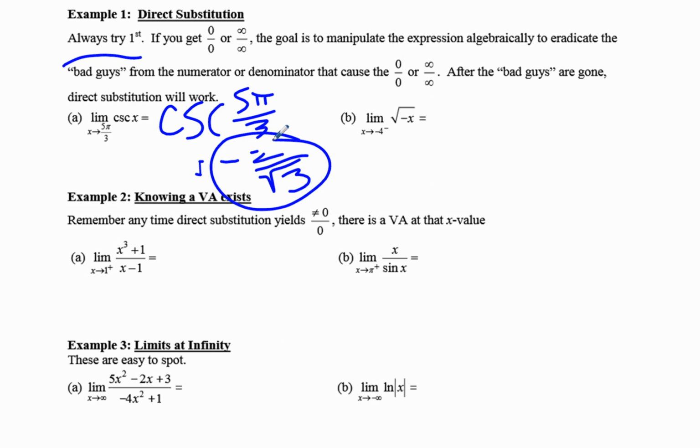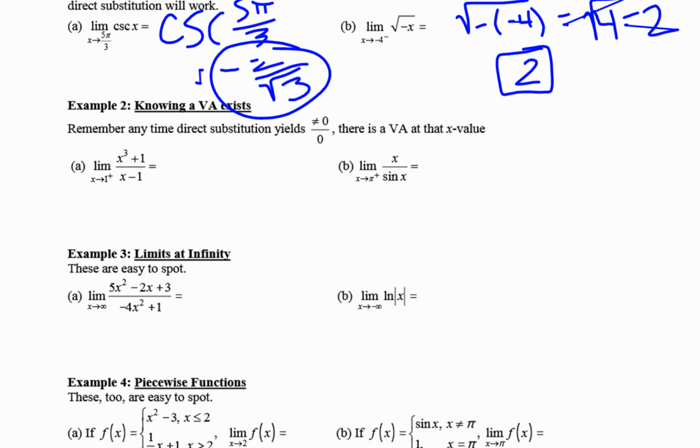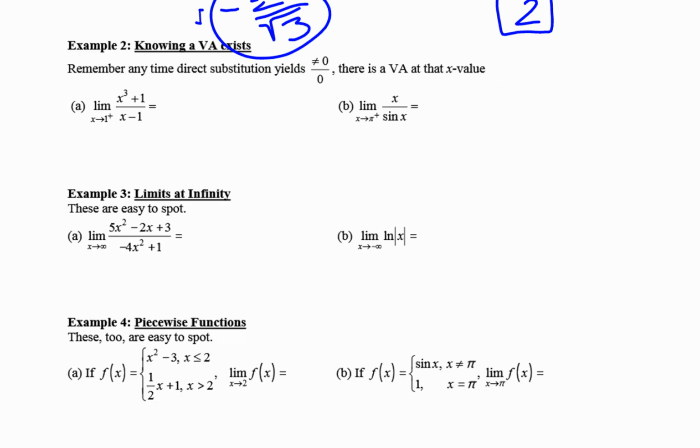Now, when you plug in square root of negative 4, I know it says from the left, but just try to plug it in. Square root of 4, okay, we get 2. Beautiful, so always try that first, every single time. Now, if you know that there's a vertical asymptote, that's going to help you solve the limit faster.